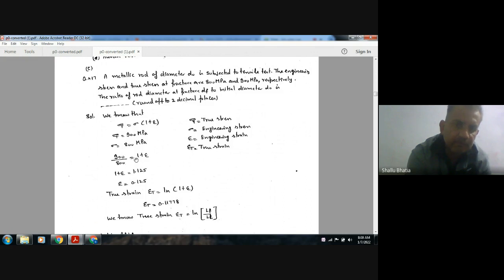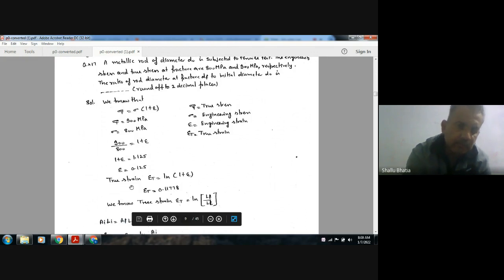Putting the values, you can get your engineering strain. Now the relationship between true strain and simple or engineering strain: true strain epsilon t is ln(1 plus epsilon). From this you can get epsilon t, so by putting epsilon equal to 0.125 we get epsilon t.